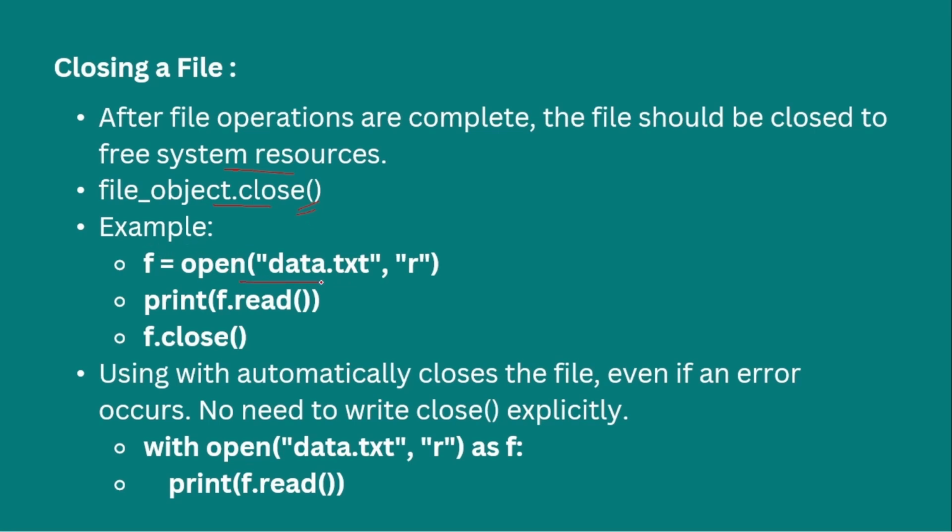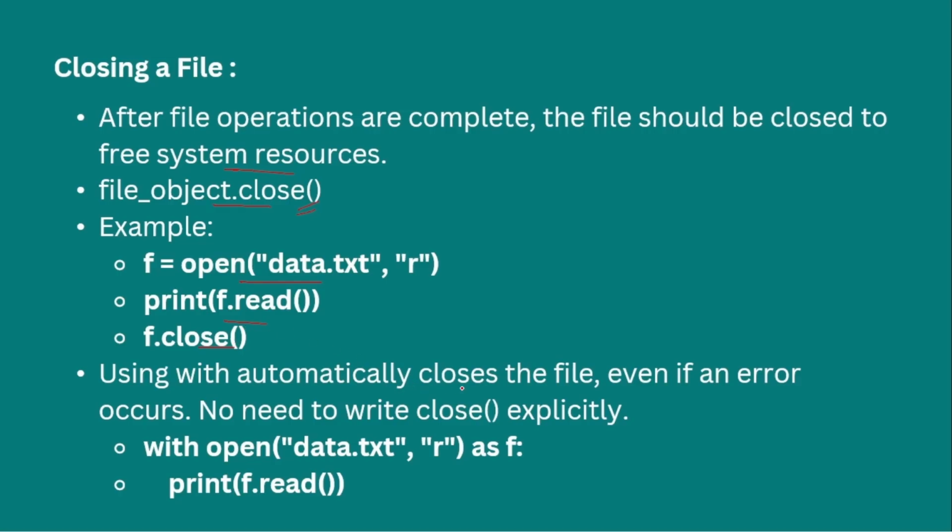Here we can see this is the example. We are opening data.txt file in read mode. Then we are printing f.read, so we are reading that file and also printing the content of the file. And then using f.close, we are closing that file. So once we have read the data of the data.txt file, we have to close it to free the system resources.